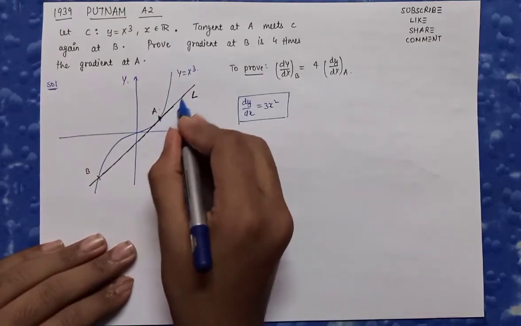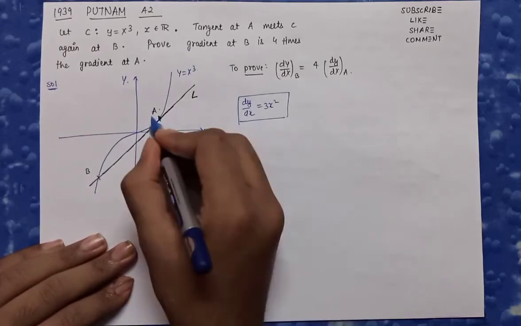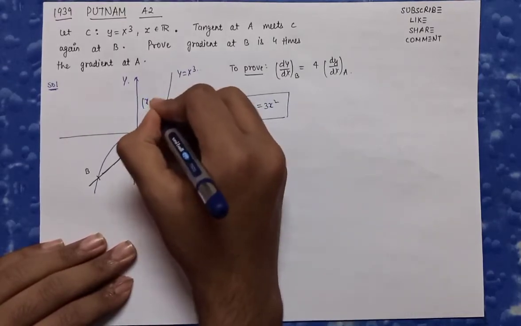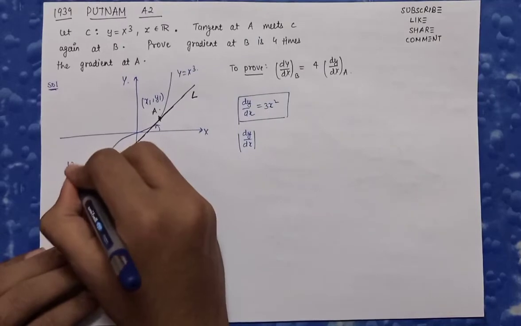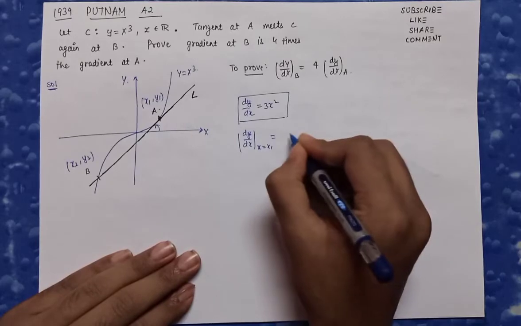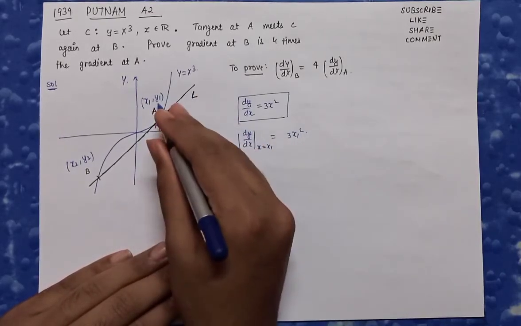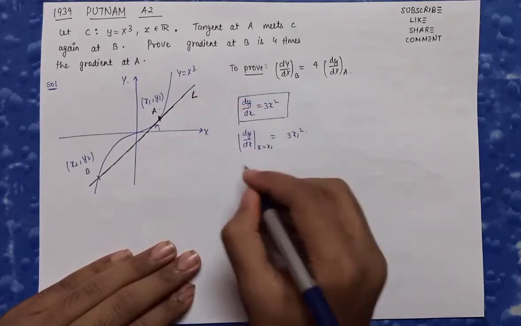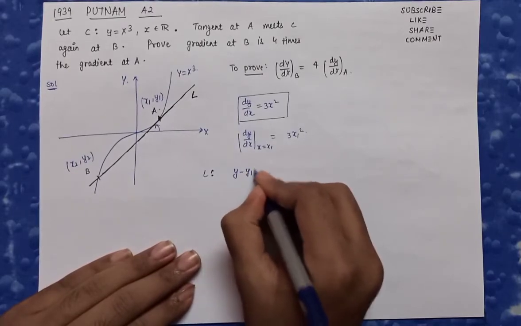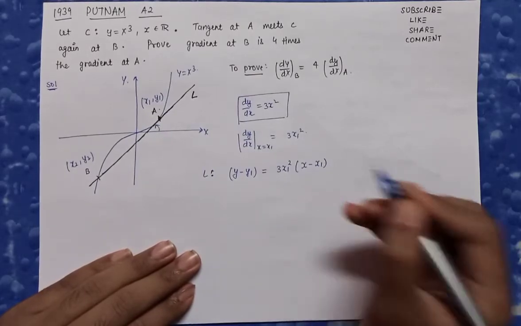At a point, what is the slope of this line? The slope is nothing but dy by dx. So at point A, let's call this x1 comma y1, and B, let's call this x2 comma y2. At A, x equals x1, so we get 3 times x1 squared. One point on this line is x1 comma y1, so we can easily write the equation of the line. It will be y minus y1 equals 3x1 squared multiplied by x minus x1.